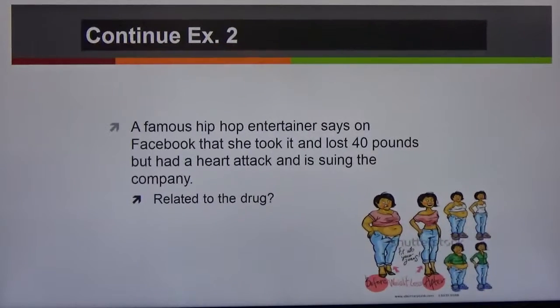Okay, let's continue. A famous hip-hop entertainer says on Facebook that she took it and lost 40 pounds, but had a heart attack and is suing the company. Is this related to the drug? Can't be sure. Yes, so she's not going to win the case because we don't know what she was taking with it. We don't know what her situation is, what health issues she's suffering from. We can't just say yes, it caused this event.